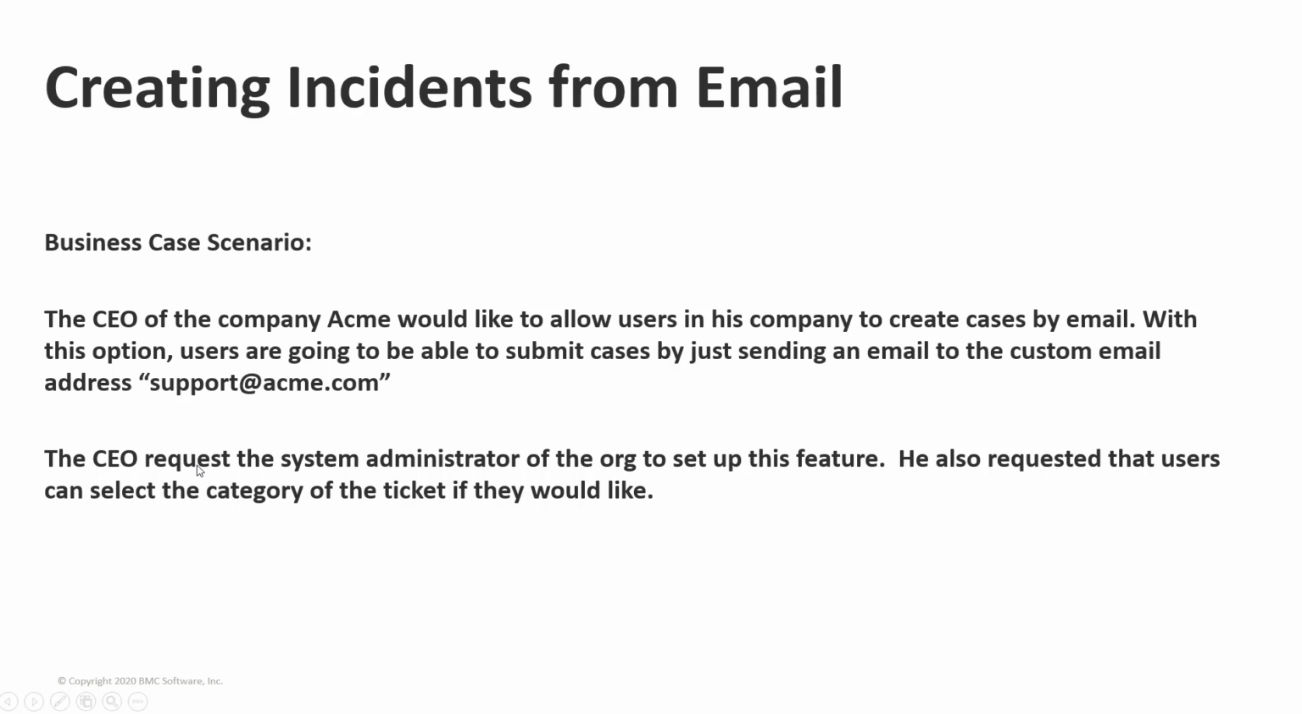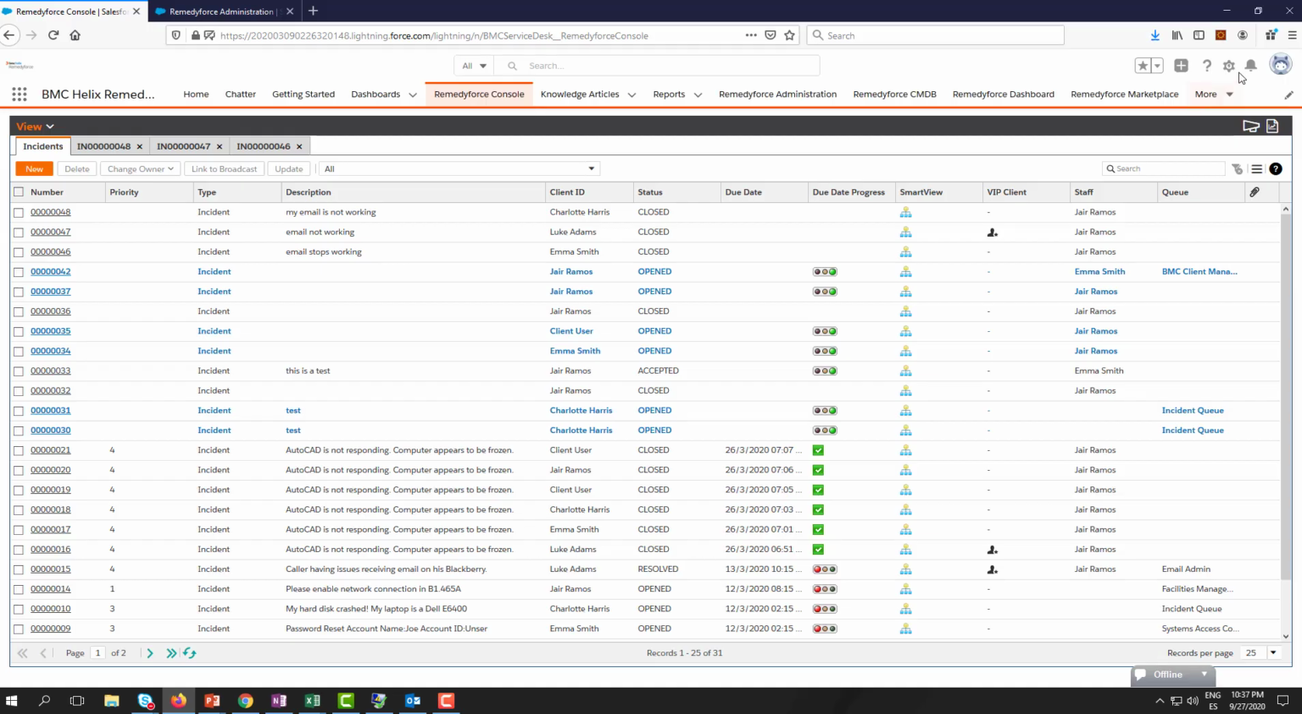support@acme.com. The CEO requested the system administrator of the org to set up this feature. He also requested that users can select the category of the ticket if they would like. So now let me show you how you can set this up. In order to do that, let's go to the org. So let's go to the setup menu.